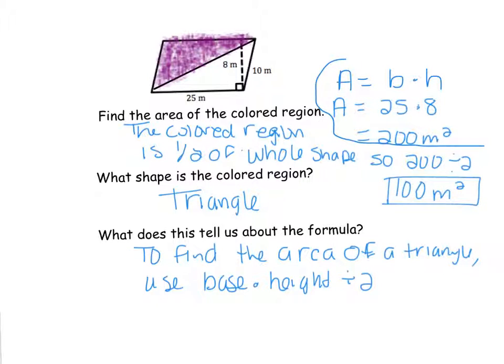The area of the colored region, which is colored so beautifully, was only half of that because it was half of the shape. So we had to take our original 200 and divide it by 2. So the area of the colored region was 100 meters squared. So the colored region is a triangle. So what does that tell us about the formula? Well, it's half of the parallelogram that it would make if it was flipped over. So to find the area of a triangle, we can just use base times height divided by 2.